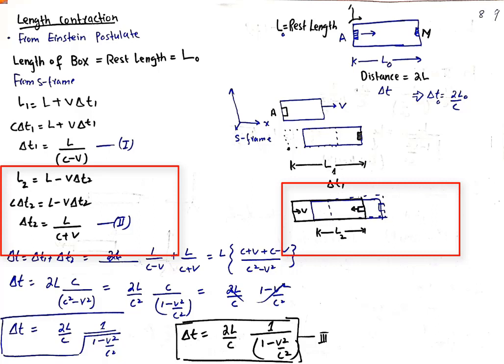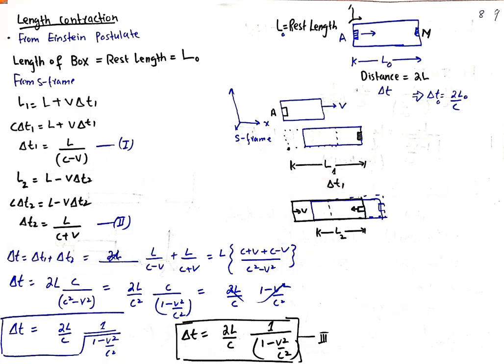Again we are using the Einstein postulate, so the speed of light is the same for all inertial frames. So this L2 will be equal to c times delta t2, which is equal to L minus v delta t2. So delta t2 is equal to L by (c plus v). Now this is our equation 2.